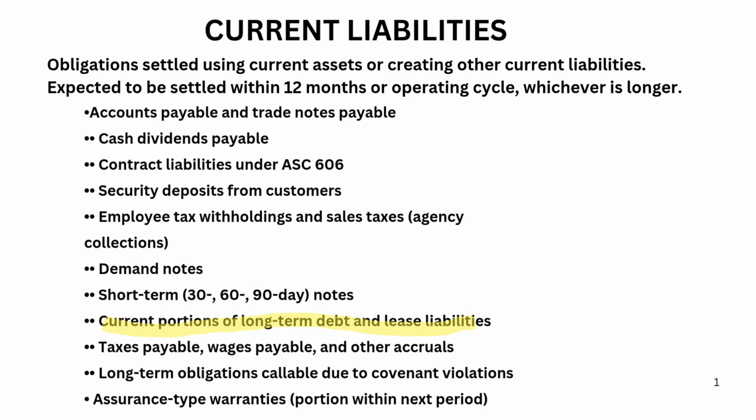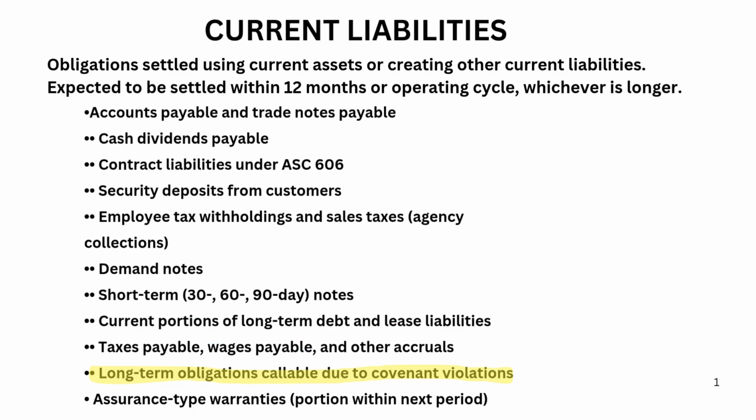Even if a loan is long-term, the part that must be paid this year is a current liability. Example: $1,000 due this year on a 5-year loan. 9. Accrued liabilities. These are expenses that have been incurred but not yet paid. Examples: wages payable for work already done, taxes payable, interest payable.